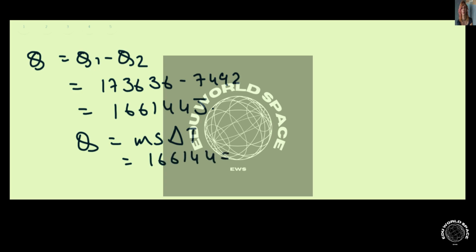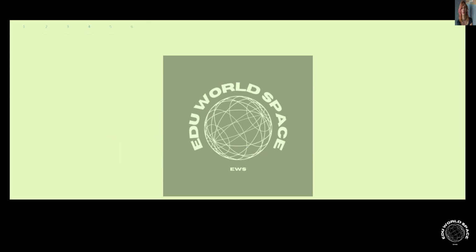Using the same formula, conservation of energy, Q is equal to m s delta T. 166144 equals 520 multiplied with 4.184 multiplied with temperature minus 0 degrees Celsius. This gives me the value of temperature equals 76.36 degrees Celsius. This is the final temperature of the mixture.